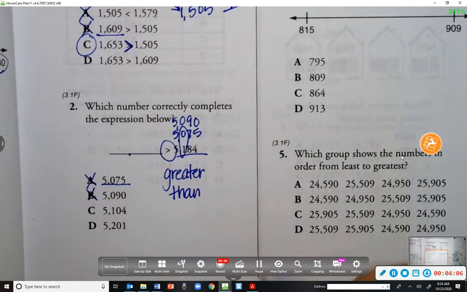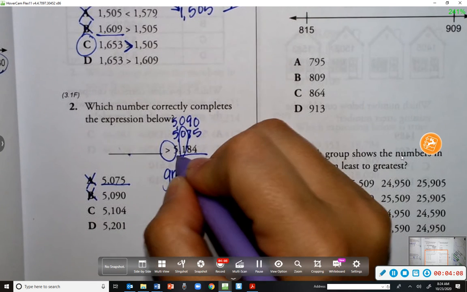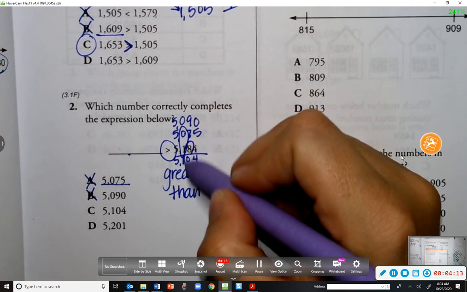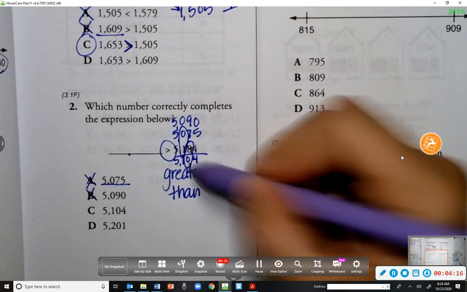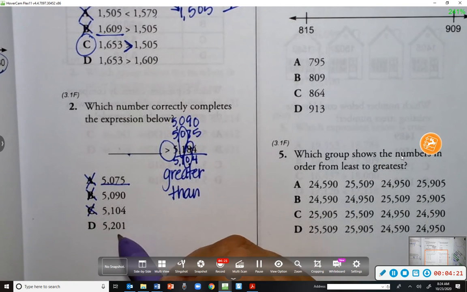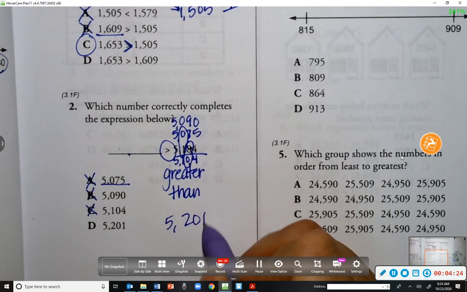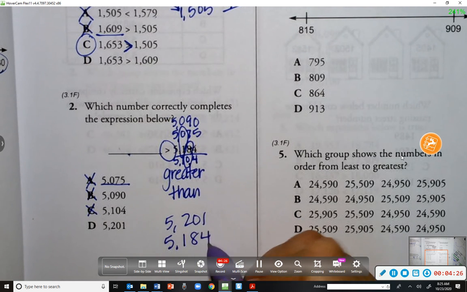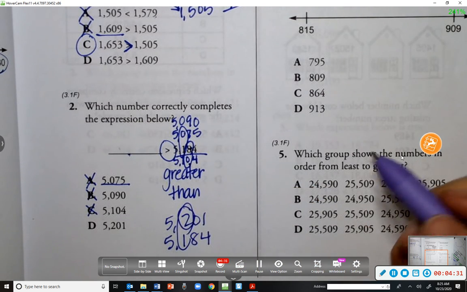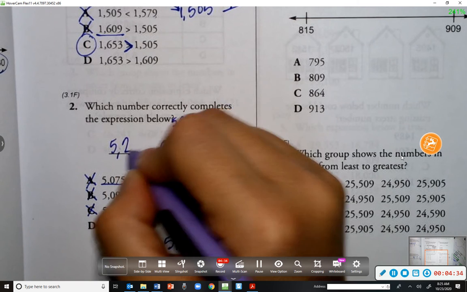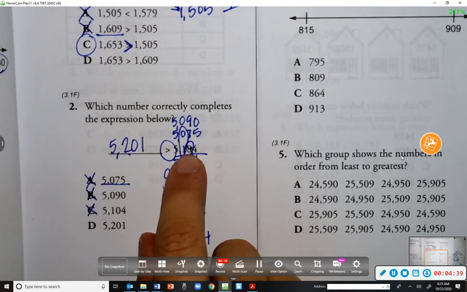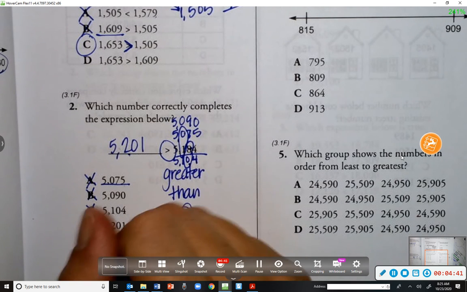Okay, 5,104. That's pretty close. This one is still greater because 8 is bigger than 0. Okay. The bottom one is larger because we have 5,201, 5,184. I see that 2 is greater than 1, so that should make our sentence true. 5,201 is greater than 5,184. D.